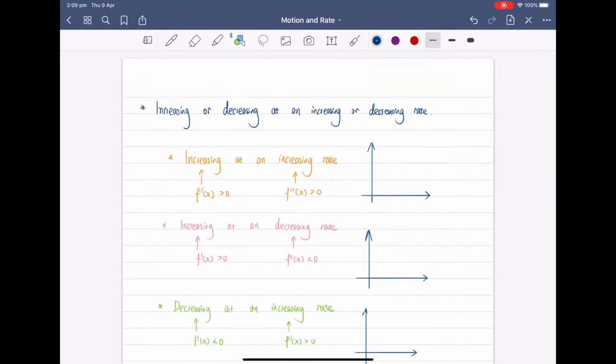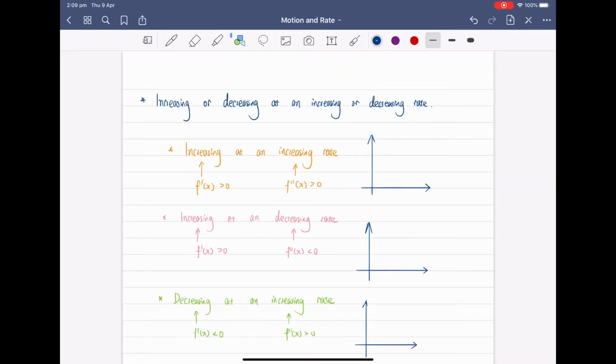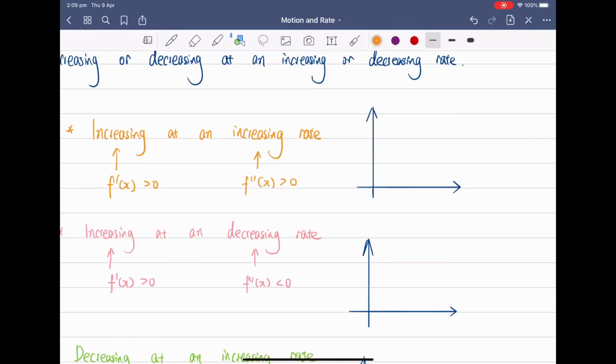All right, so we've got our coordinate axis here. Now, increasing at an increasing rate, the graph looks like this. So the graph is increasing, and it's concave upwards in the meantime. That's what I want, okay? The graph is increasing, and also the graph is increasing at an increasing rate.